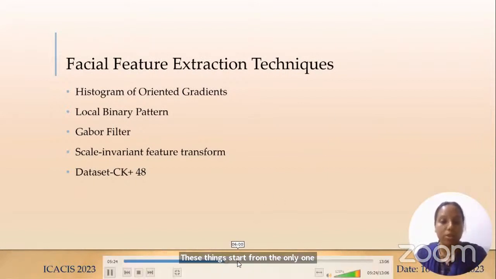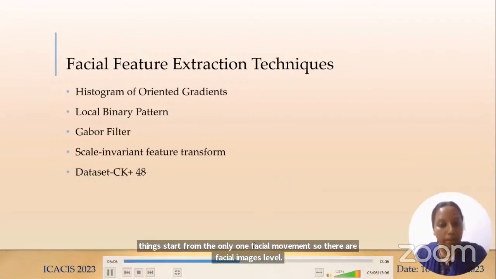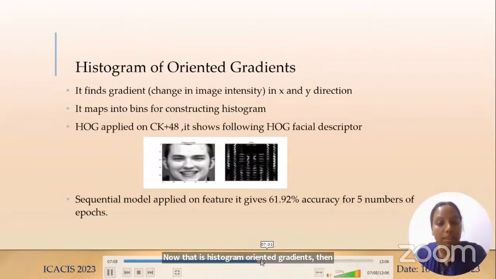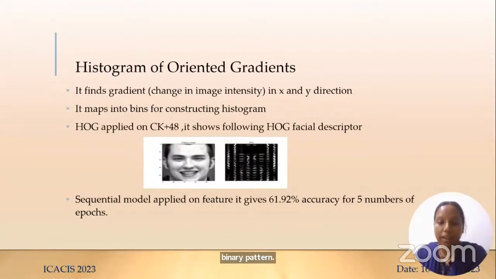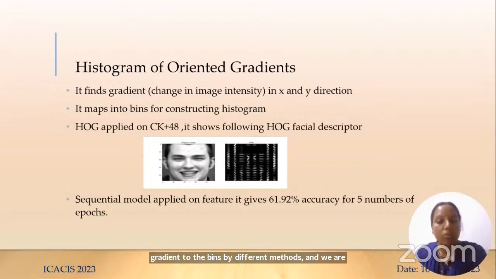At the facial image level, there are histogram of oriented gradients and local binary pattern. Whenever you apply HOG, you get the direction also. After getting the gradient, we map it to bins by different methods and construct the histogram of all the bins. Whenever you apply HOG on CK+48, you see in this figure the original image, and this one is the HOG facial descriptor.